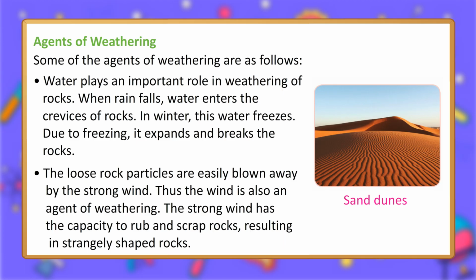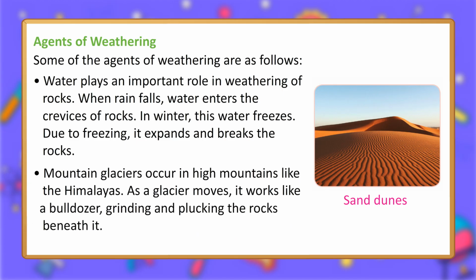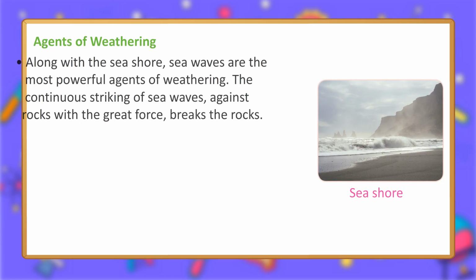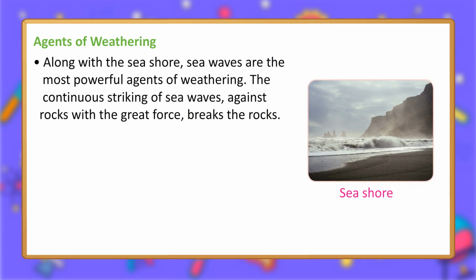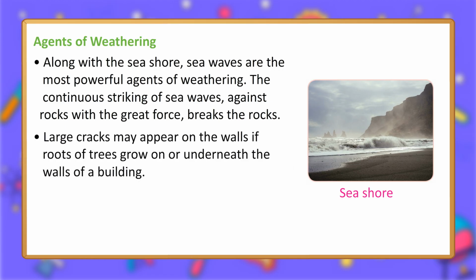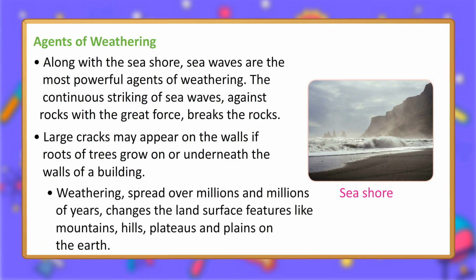The strong wind has the capacity to rub and scrape rocks, resulting in strangely shaped rocks. Mountain glaciers occur in high mountains like the Himalayas. As a glacier moves, it works like a bulldozer, grinding and plucking the rocks beneath it. Sand dunes. Along with the seashore, sea waves are the most powerful agents of weathering. The continuous striking of sea waves against rocks with a great force breaks the rocks. Large cracks may appear on the walls if roots of trees grow on or underneath the walls of a building.